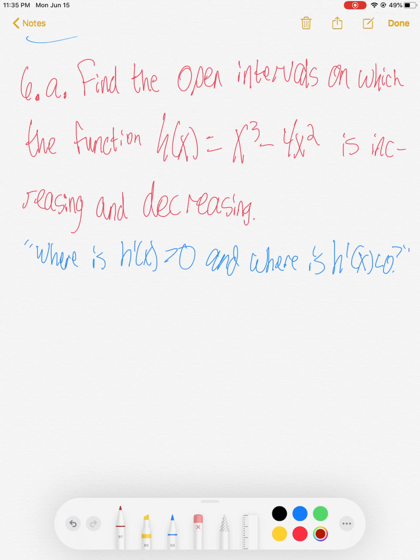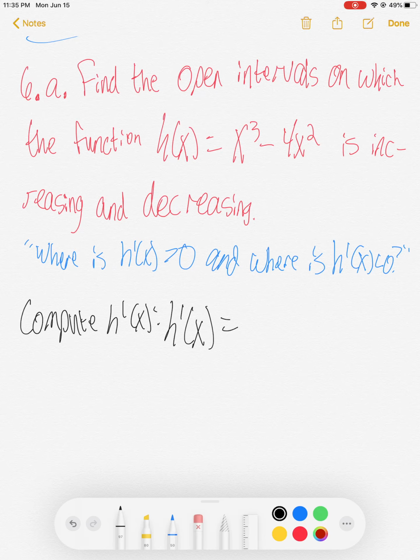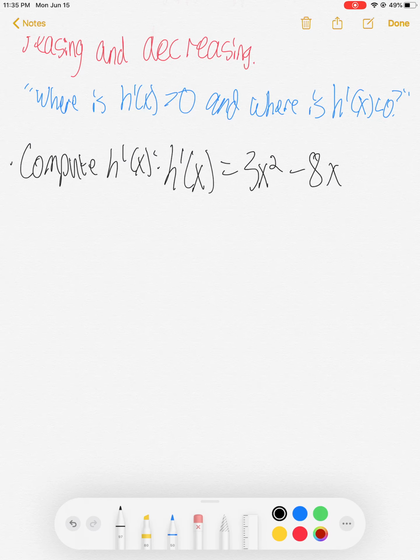So another way of writing this would be asking, where is h prime of x positive and where is it negative? Where is h prime of x greater than 0 and where is h prime of x less than 0? That would be another way of writing this problem. So the first thing that we're going to want to do is compute h prime.